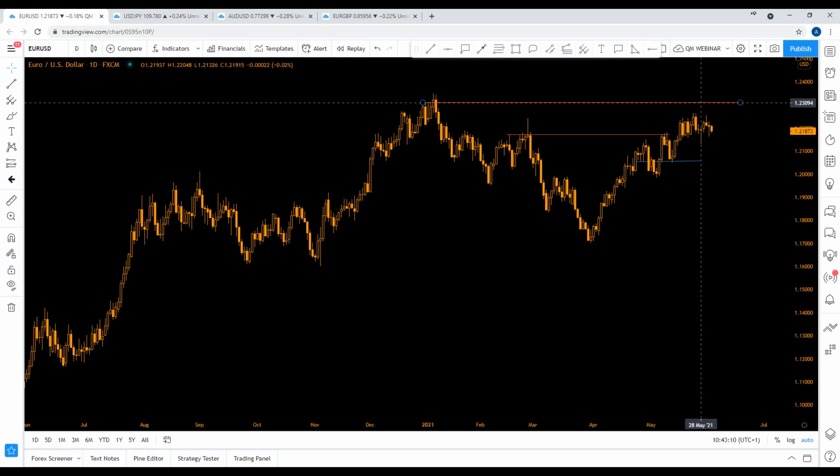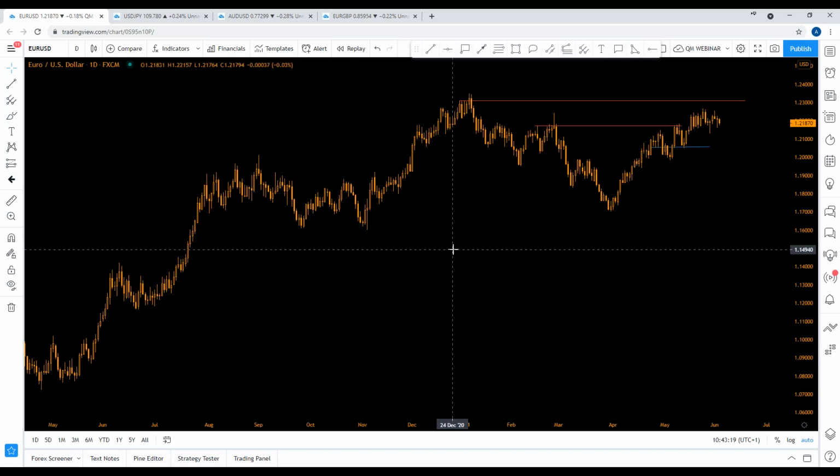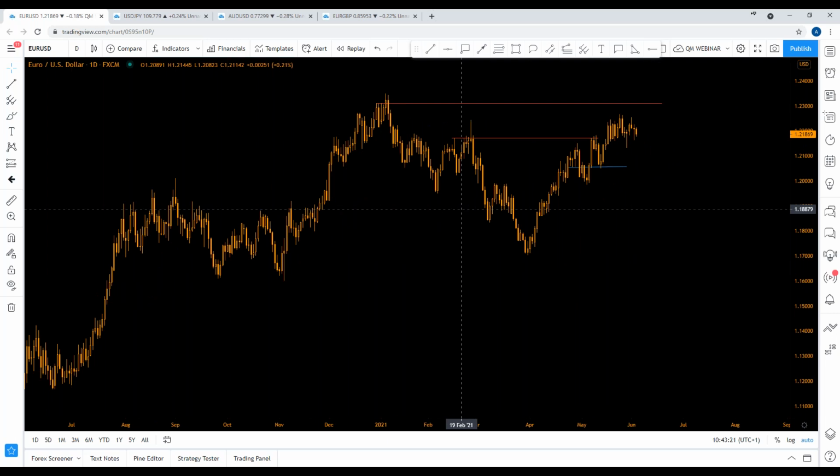The chart is not clear. Okay, guys, can you just confirm if the chart is clear? I'm not sure why. I can see the chart. Okay, you can see the chart.